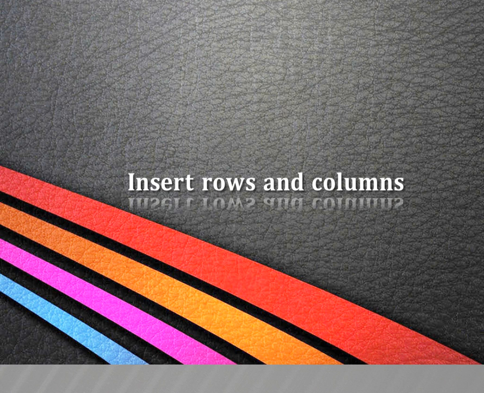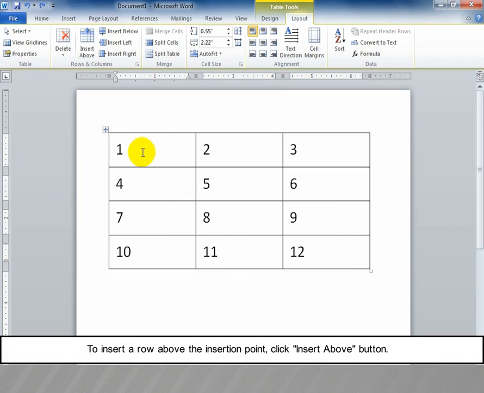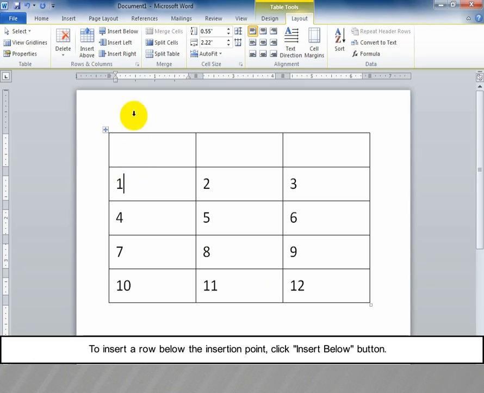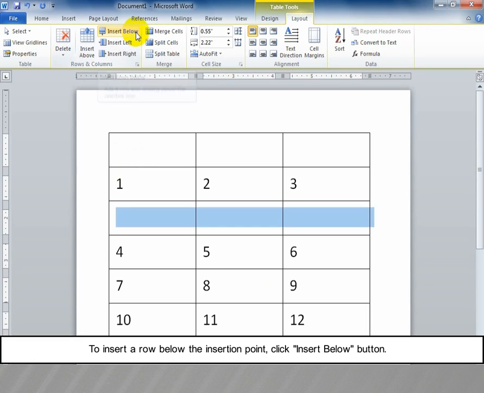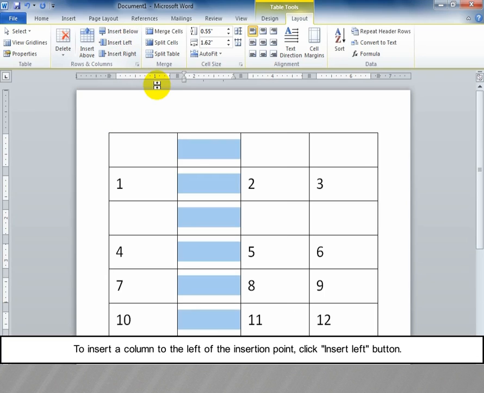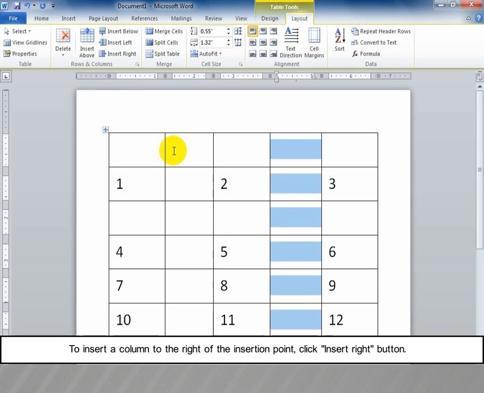Insert rows and columns. To insert a row above the insertion point, click Insert Above button. To insert a row below the insertion point, click Insert Below button. To insert a column to the left of the insertion point, click Insert Left button. To insert a column to the right of the insertion point, click Insert Right button.